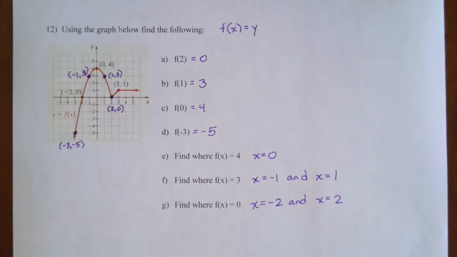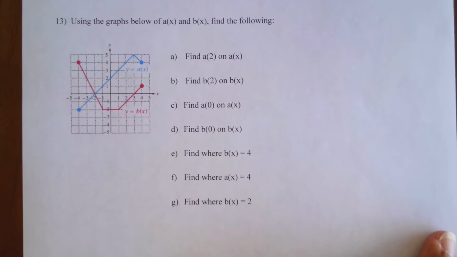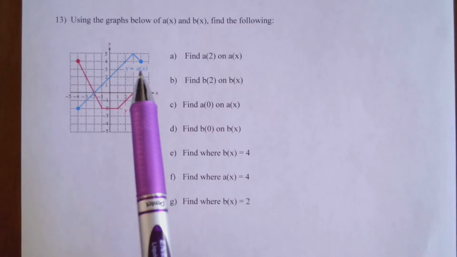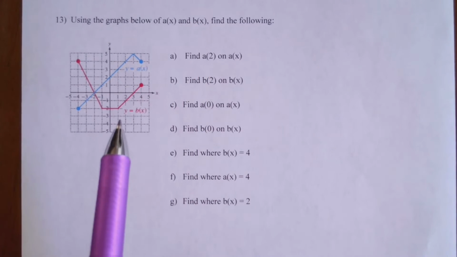All right, so we're going to do the same thing. This time we're going to be using 2 graphs. So if we look at number 13, this time we have 2 functions. Function A, which is the blue, and function B, which is the red.